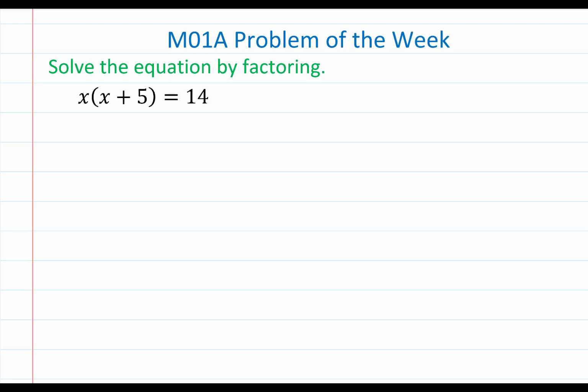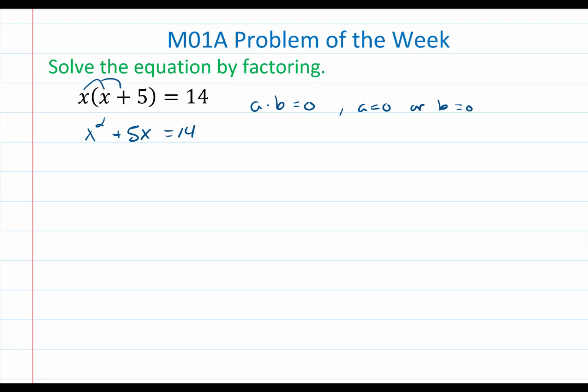What we're going to do is simplify the left side of this equation by using the distributive property. So we get x squared plus 5x is equal to 14. Now what we're trying to do here is use the zero product property. The zero product property tells us that if we have a factor a times another factor b, the product of two factors, and it equals 0, then a is equal to 0 or b is equal to 0 or both.